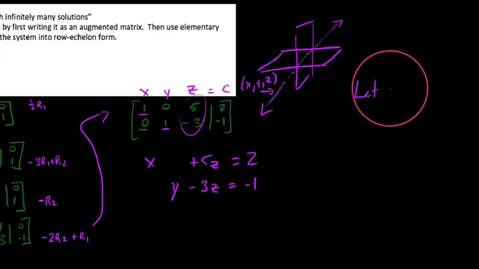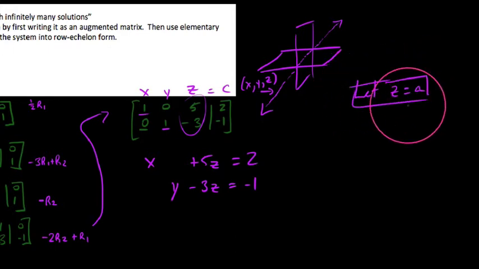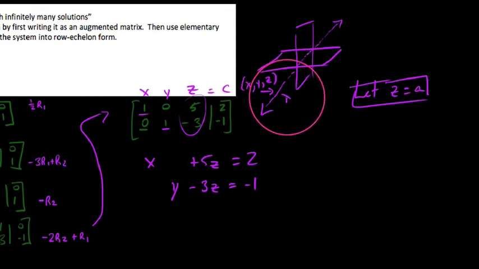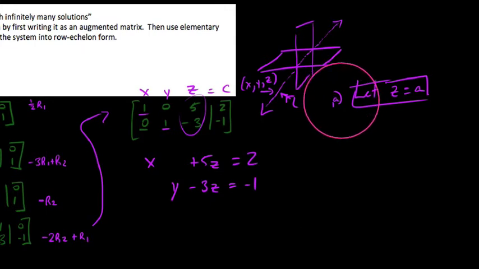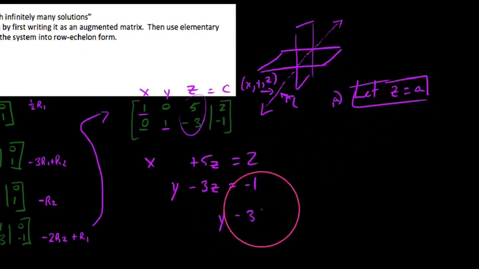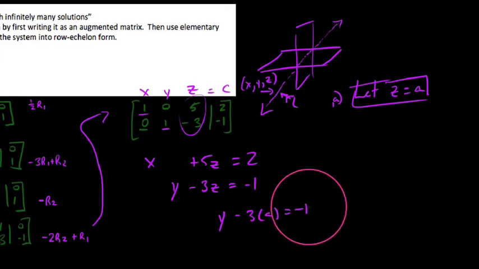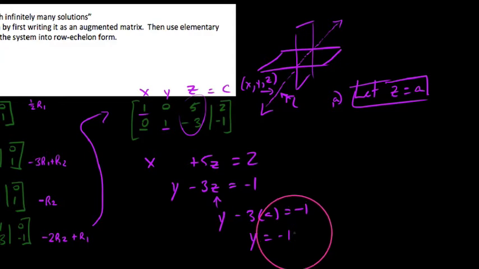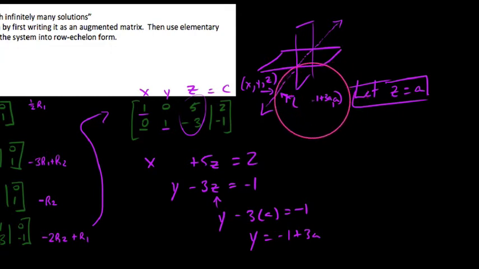So what we're going to do is we'll say let z, for instance, here equal a real number a. Let's just let this be true. Okay. So if I knew that this was the case, then we could label this point z value of a. And then we say, well, if z is a, we're going to back solve now. We say y minus 3 times a is equal to -1. I'm just plugging that a in right here. And we say then y must be -1 plus 3a.